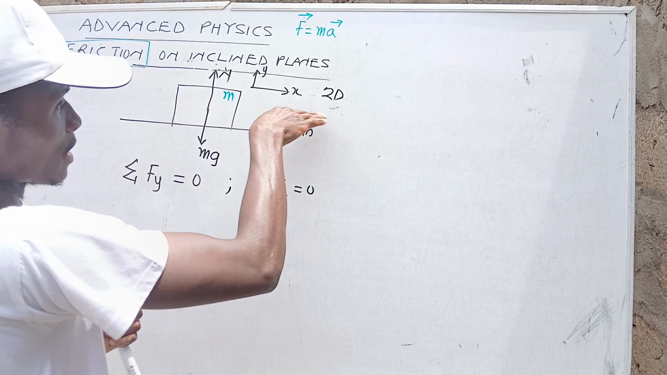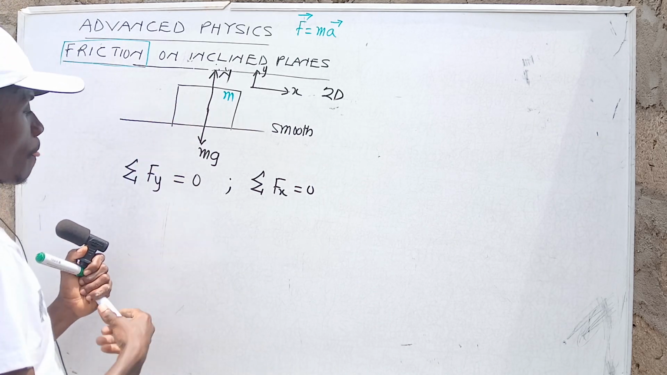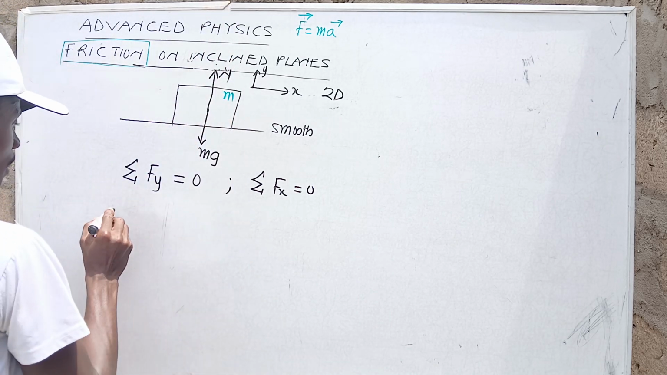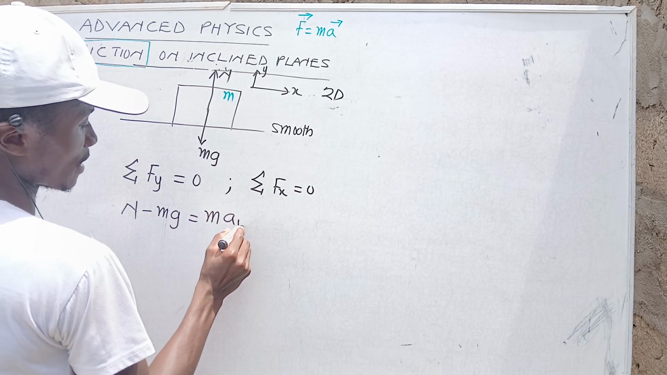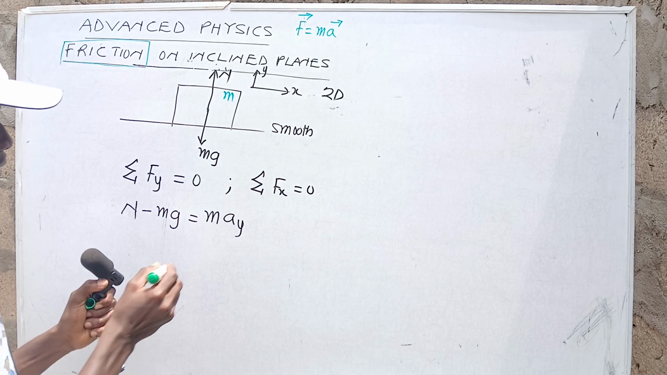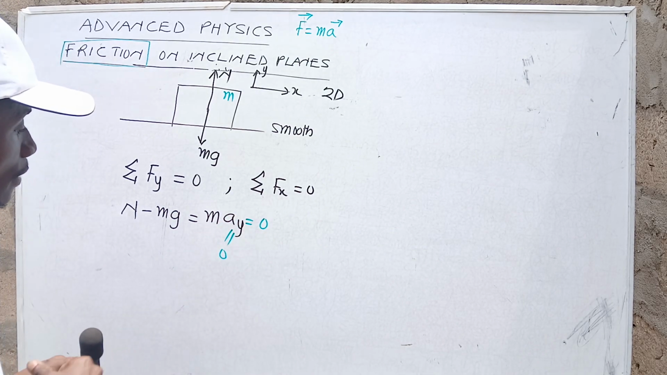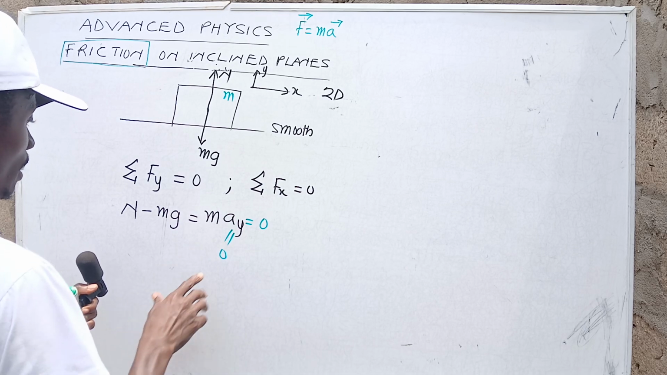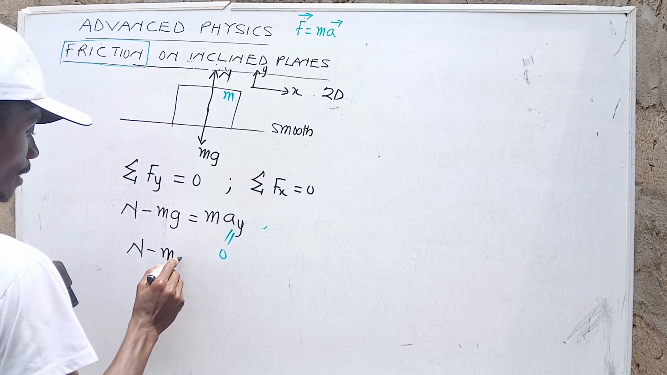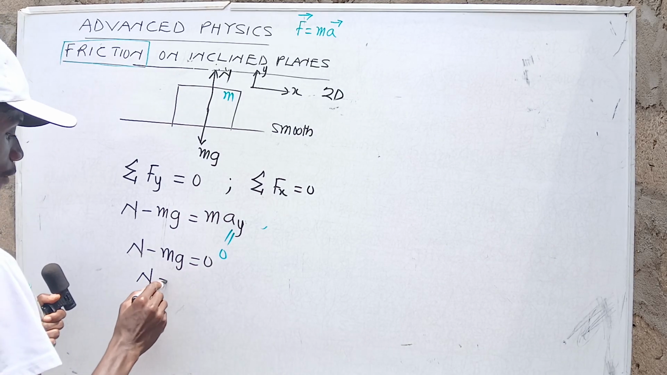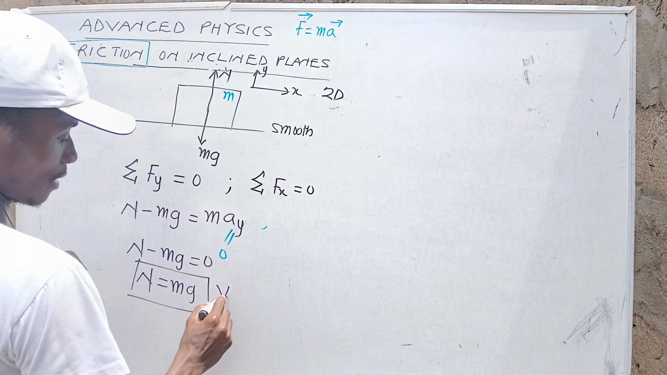For the horizontal direction, we don't have any forces in action here. We don't push the object, but in the vertical direction we have n minus mg is equal to the mass times the acceleration in the y direction. But then it turns out this is equal to 0. The whole of this is equal to 0. So if that is equal to 0, then n minus mg should be equal to 0. Therefore, n should be equal to mg. That is really important. That is in the vertical direction.